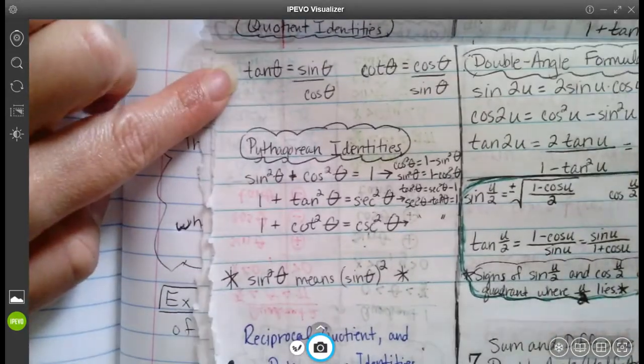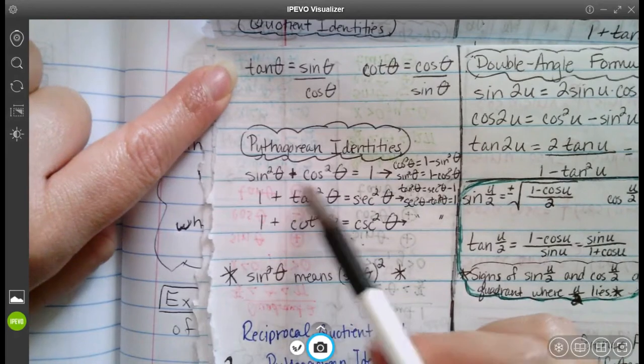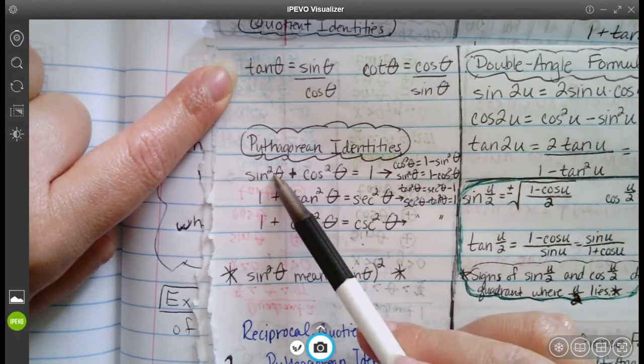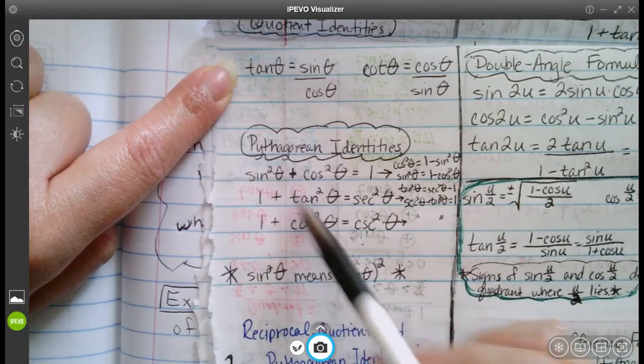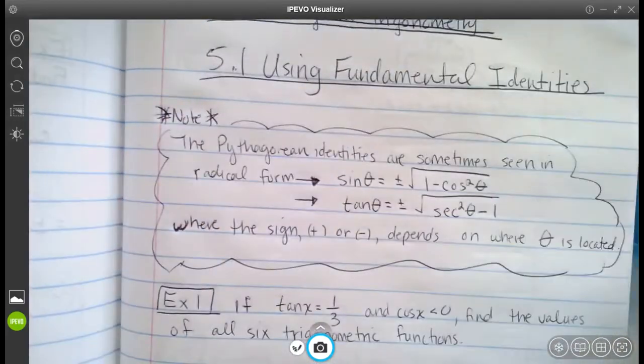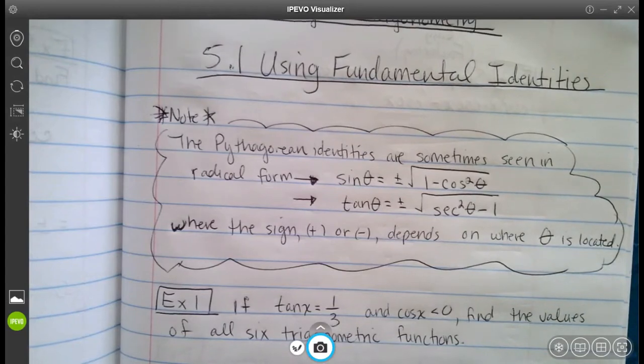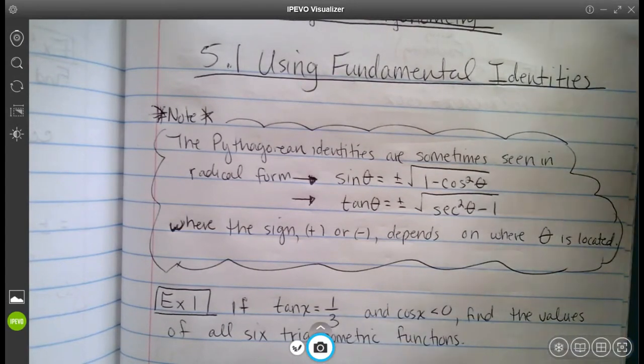It's just using a little bit of algebra here. If you were to try to solve for, let's say, sine, you would move the cosine squared theta to the other side, then take the square root to get sine by itself. And that's where this is coming from. So with that in mind, let's jump right into an example.